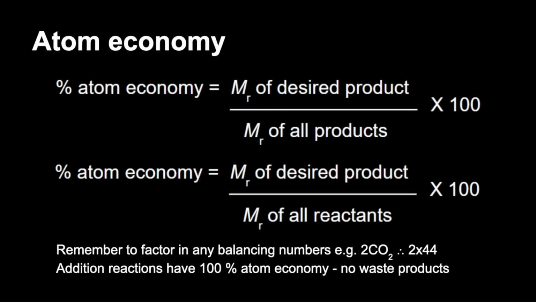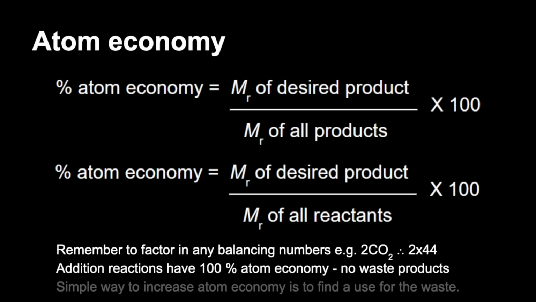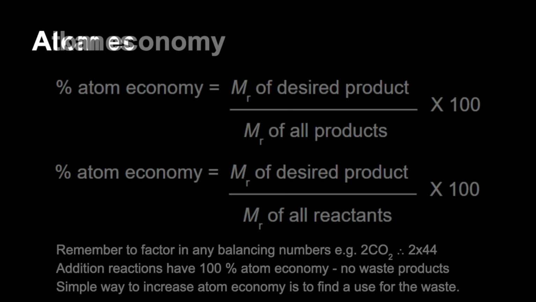Addition reactions always have a 100% atom economy because there are no waste products. And a simple way to increase the atom economy of a reaction is to find a use for a waste product, and then it no longer is a waste product. So we'll move on to the individual topics now. So starting with the alkanes.